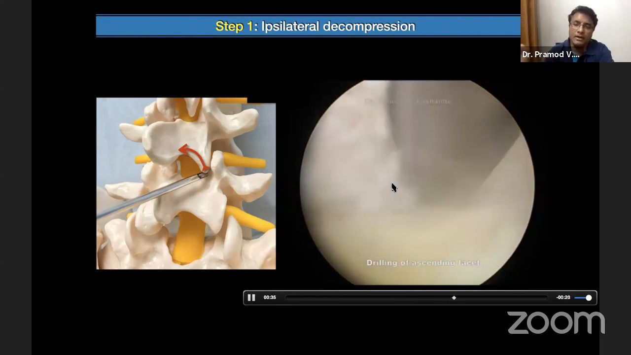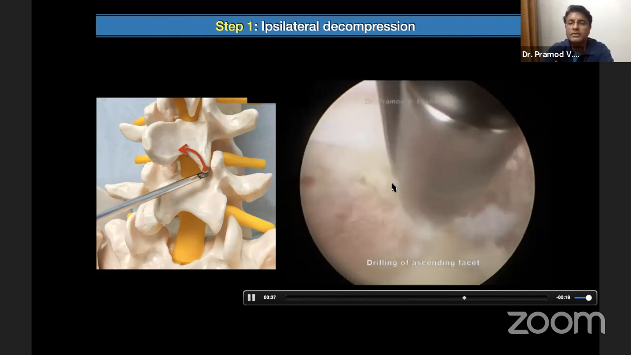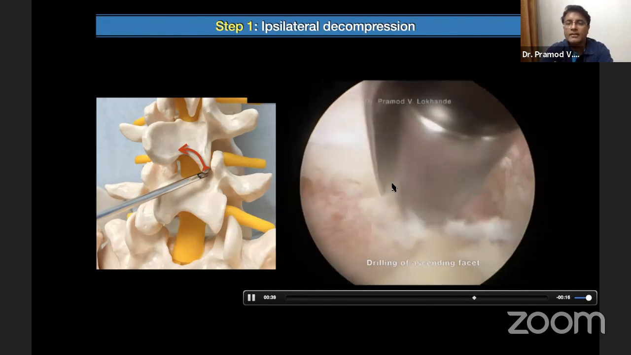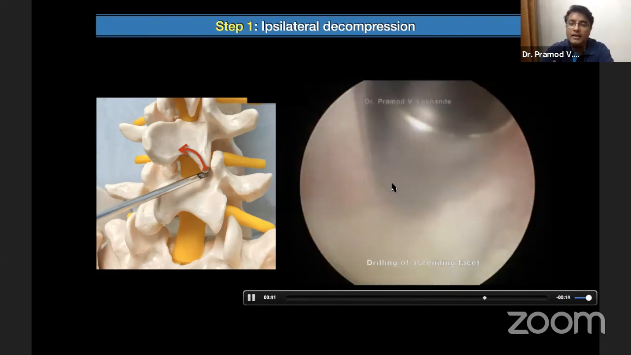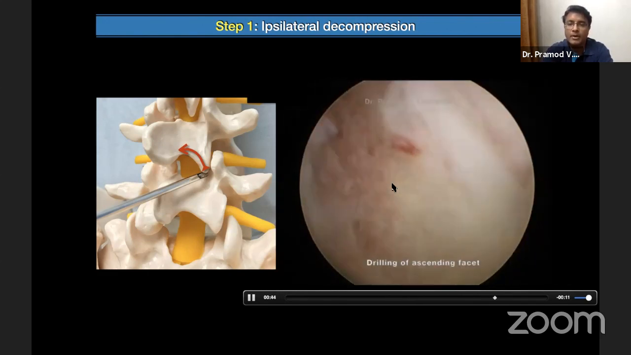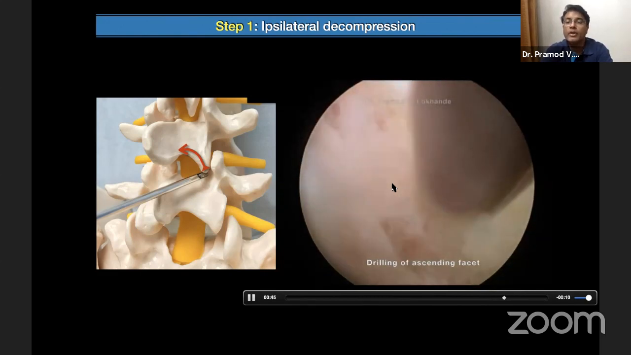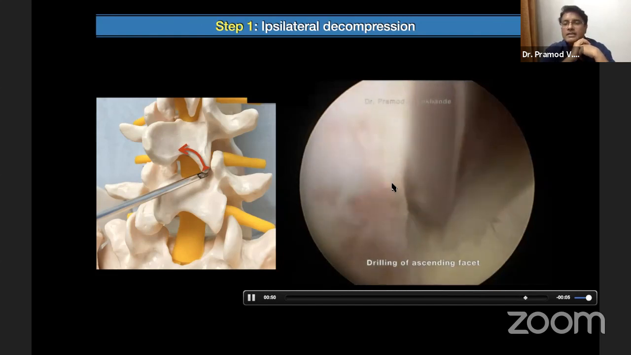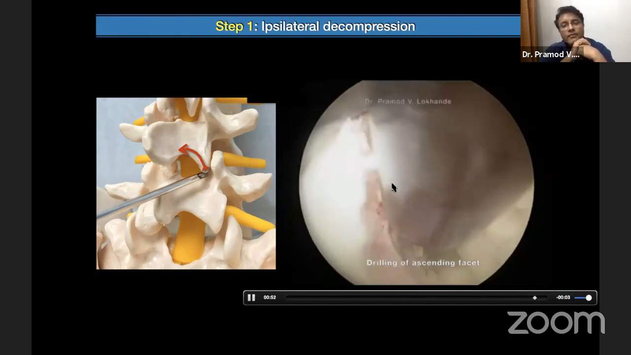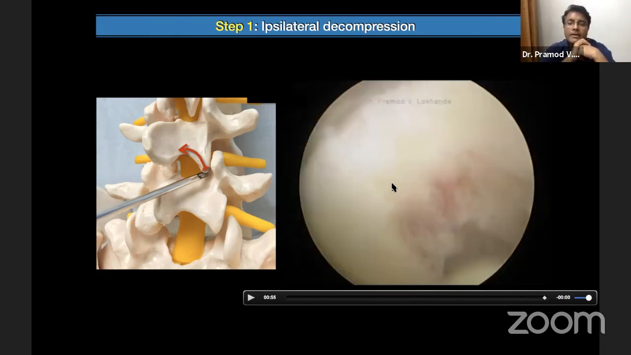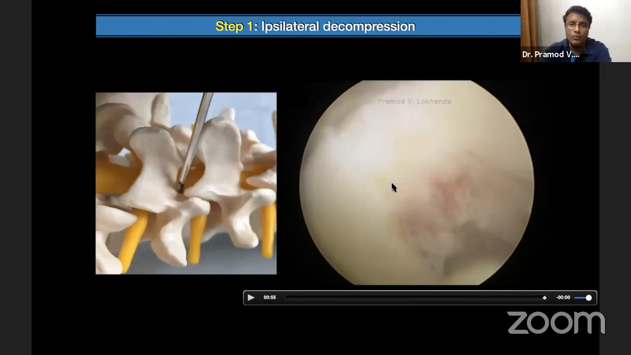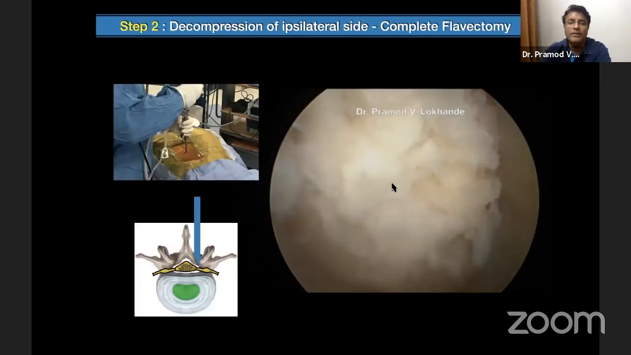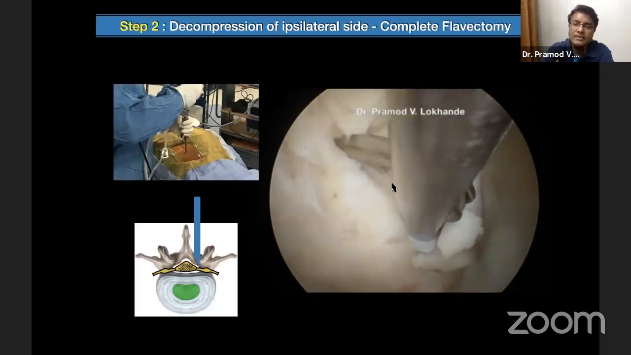Once that is done, you start from the tip, go downwards towards the inferior lamina, and start drilling the medial margin of the ascending facet. So this is the drilling of the medial margin of the ascending facet. Now I'm looking downwards. You can see the endoscope can be tilted and angulated just like your head. So you can look inferiorly, you can look superiorly, laterally or medially. So this is the cutting of the medial margin of the ascending facet. So once that is done, you have to go to the inferior margin. So this completes the bony resection.